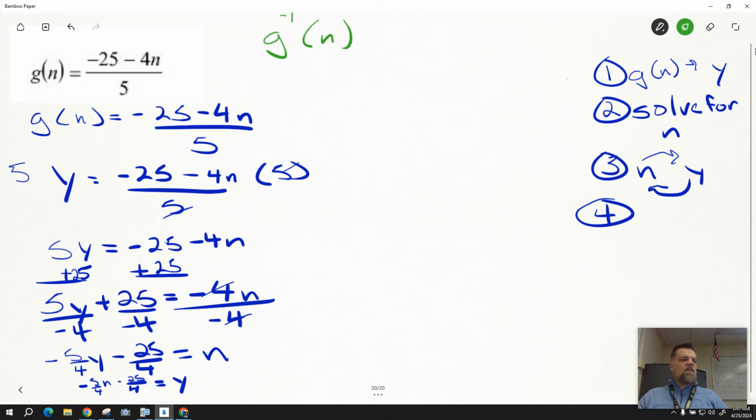So then the last step that we're going to do is that wherever there's a y, I'm going to plug in g inverse of n. So way up here, I'm going to get negative 5 over 4 times n minus 25 over 4.